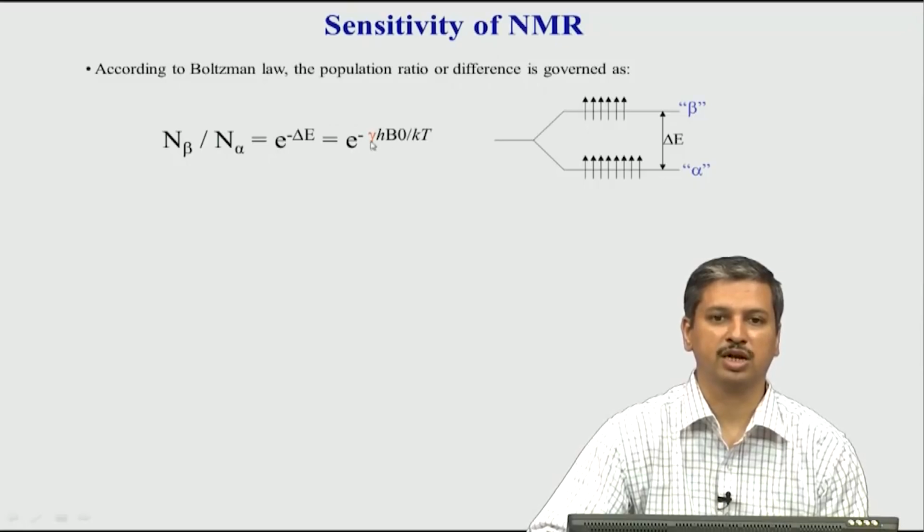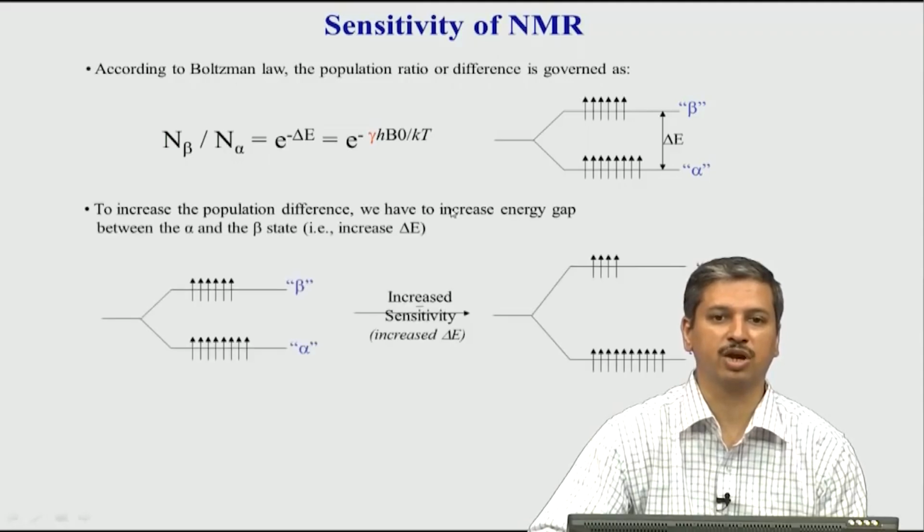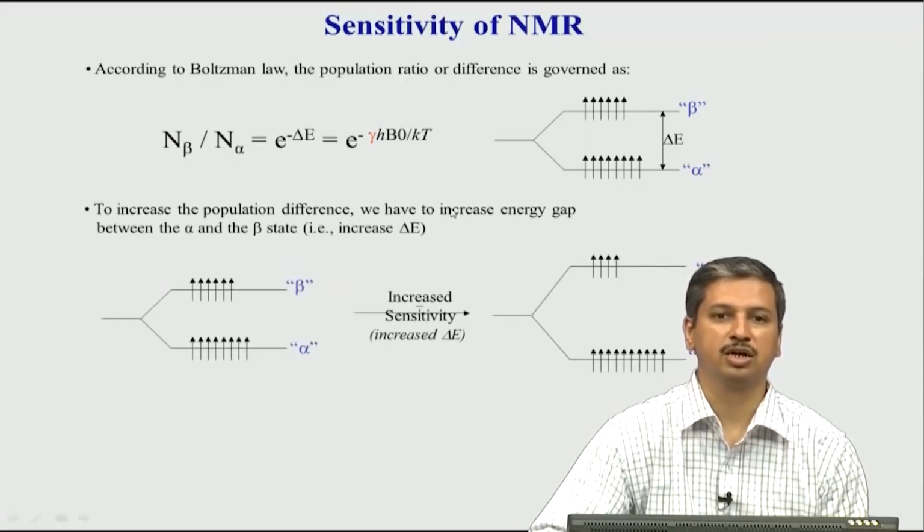Here you can see I can either increase gamma, this is a constant, h I cannot vary, or I can change B0, make it a very high value, I mean increase the value, or I can decrease the temperature, right, and this k is constant. So, h and k are constant. If I decrease the temperature also, I can get this difference. So, these are the three basic parameters which basically determine the sensitivity.